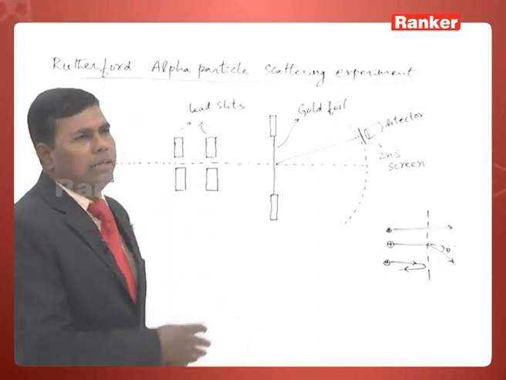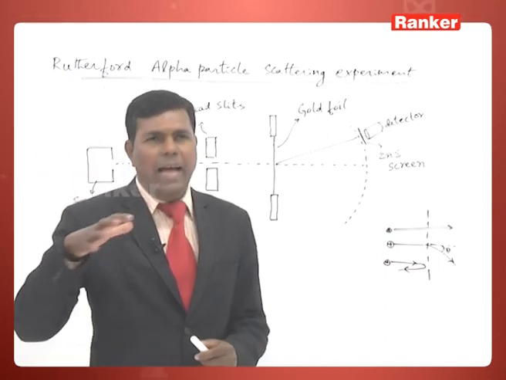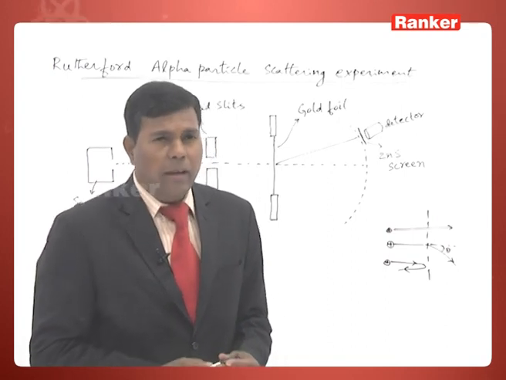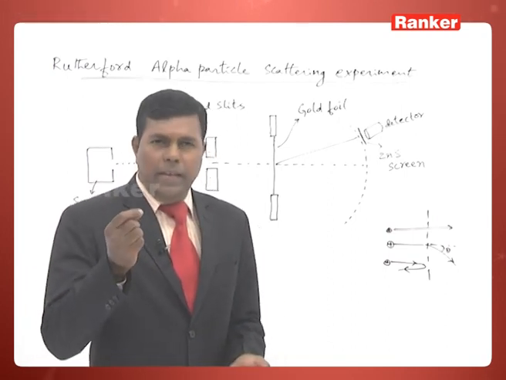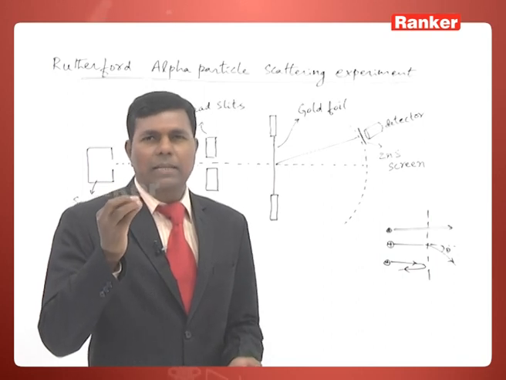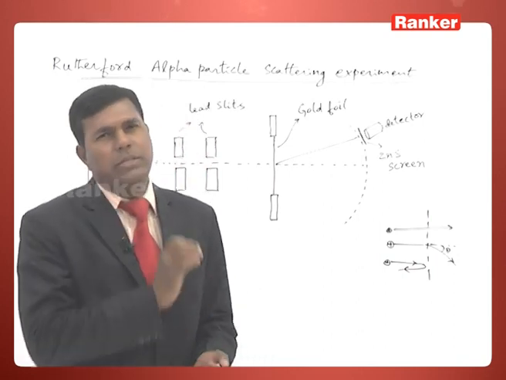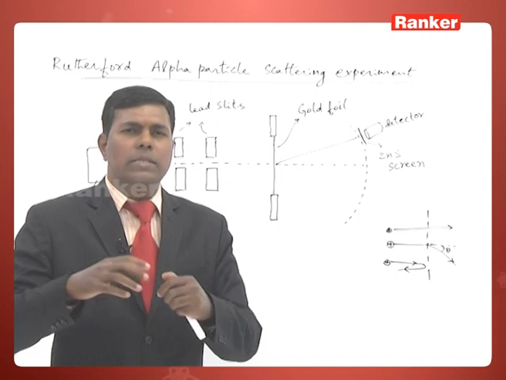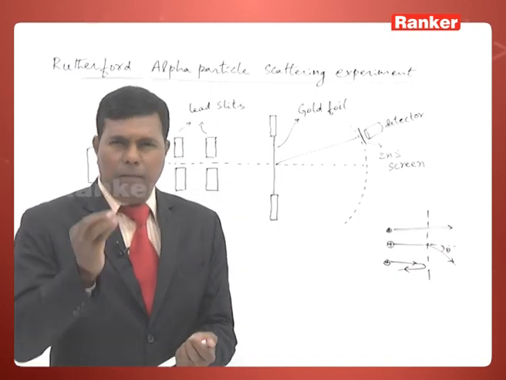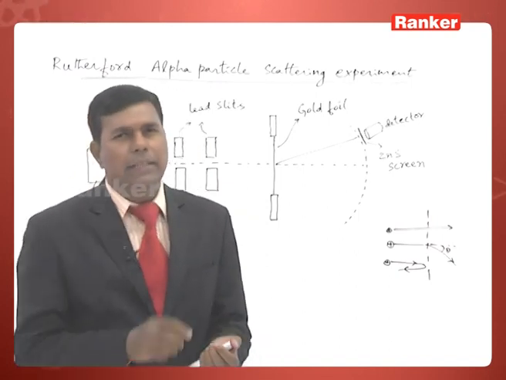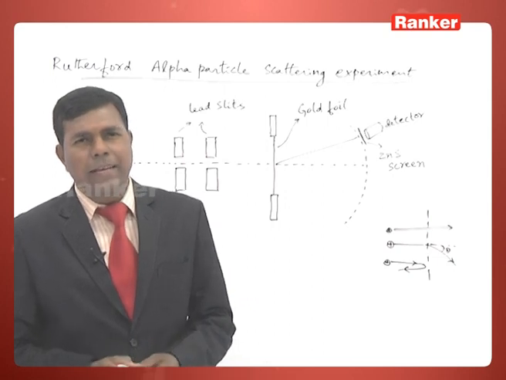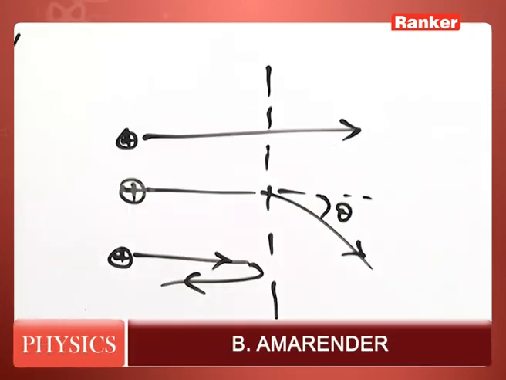After this experiment, Rutherford proposed a different atom model. According to him, the entire positive charge of the atom should be concentrated in a small region, and most of the mass of the atom should also be concentrated in that region only. Only then this kind of large deflection for a very few particles can be explained.